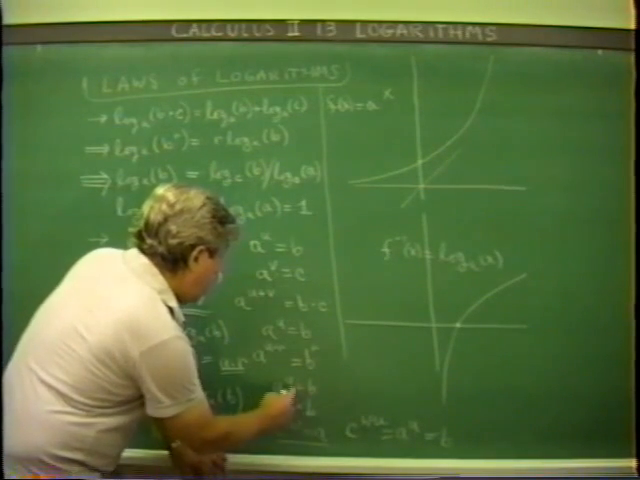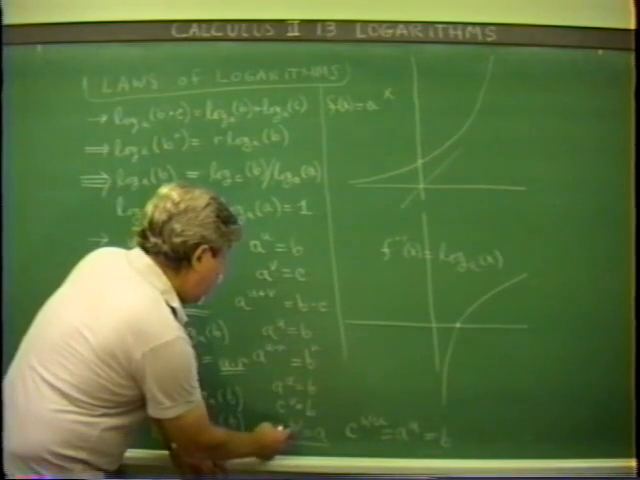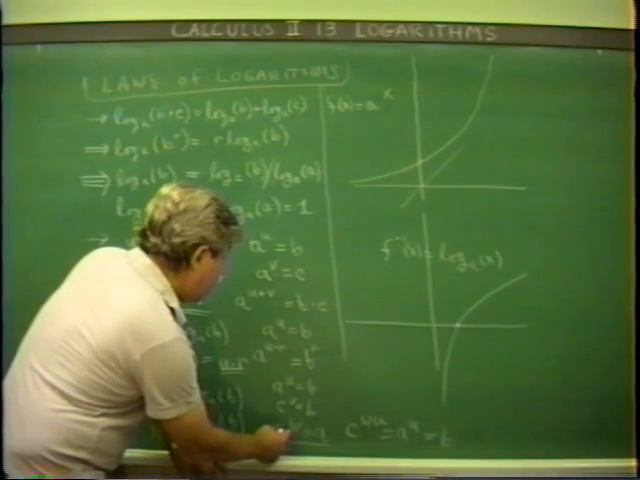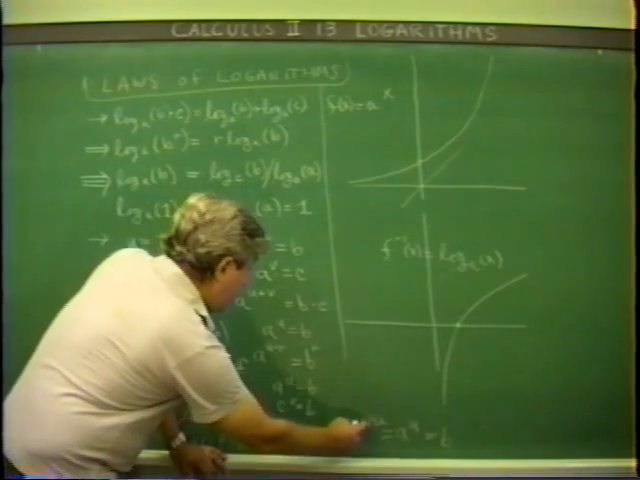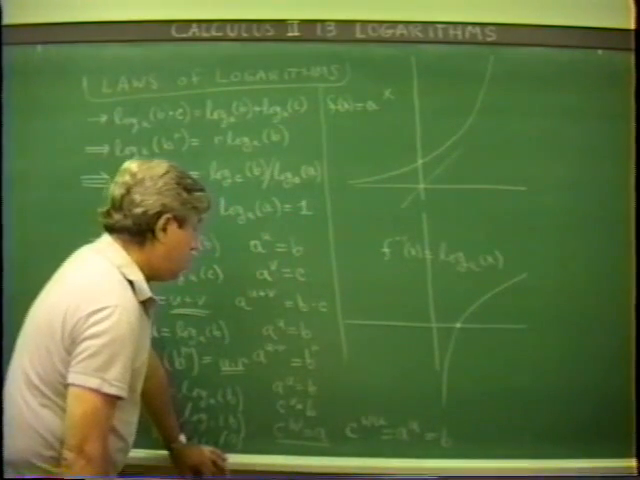So consequently, a to the u is b, c to the w is a, so that c to the w to the u is a to the u, which is b.